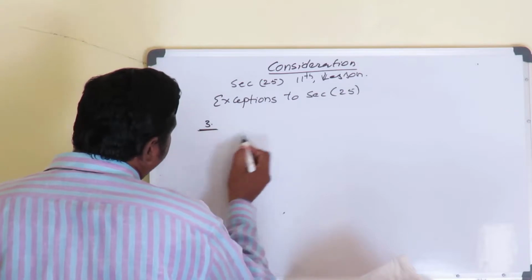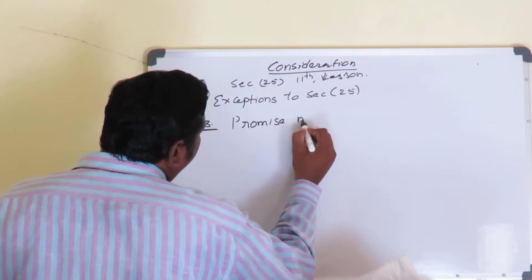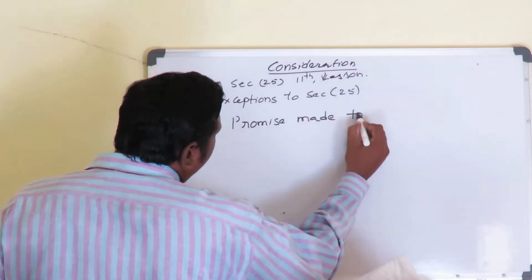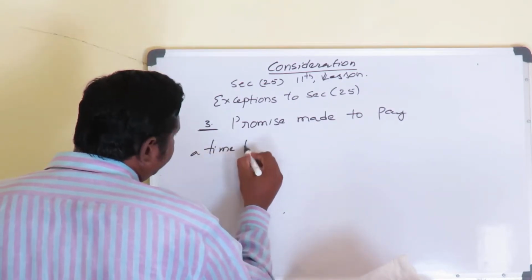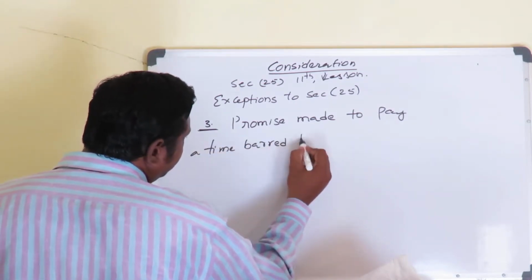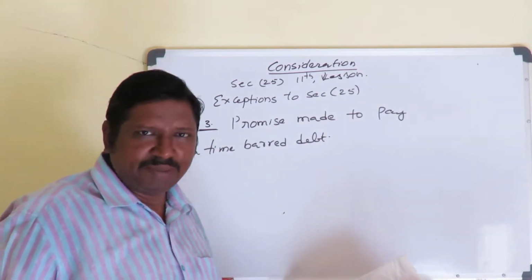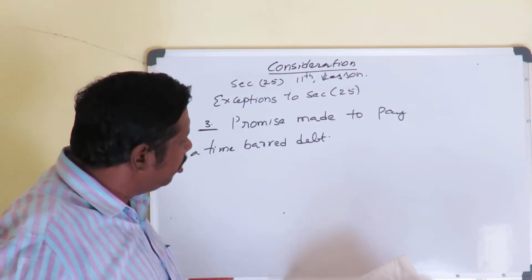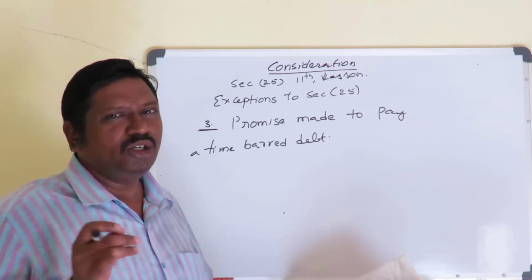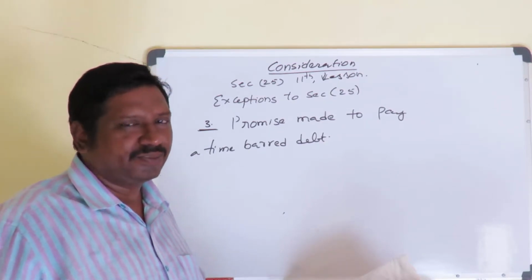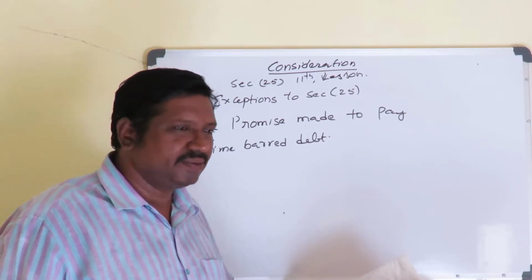Section 25, third exception. Promise made to pay a time barred debt. A promise made to repay a time barred debt. Before discussing this, one must know what is meant by a time barred debt. The definition of the time barred debt is not given in the Indian Contract Act.